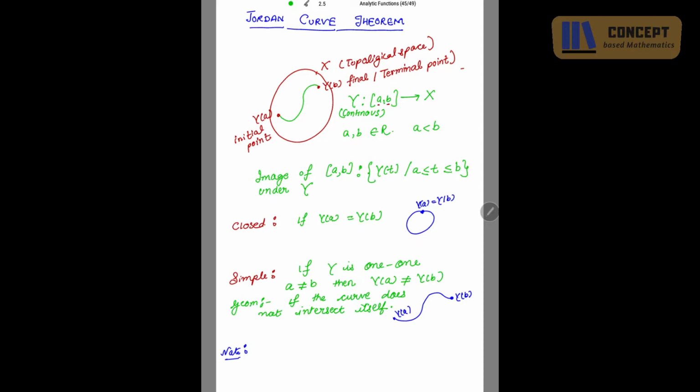There is a note over here that a closed curve on the closed interval [a, b] that is simple on the closed interval [a, b) is said to be a simple closed curve or the Jordan curve. Simple closed curve or Jordan curve.